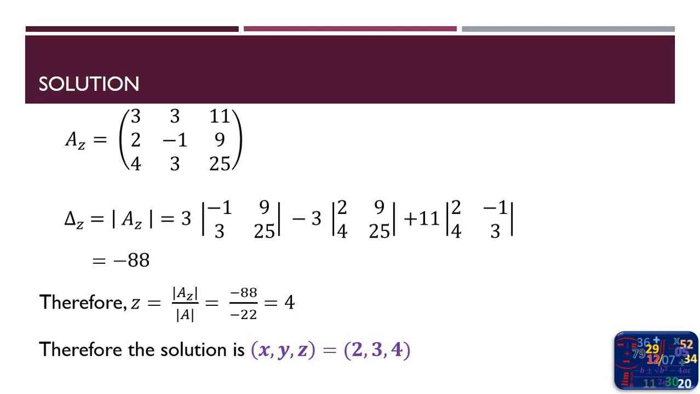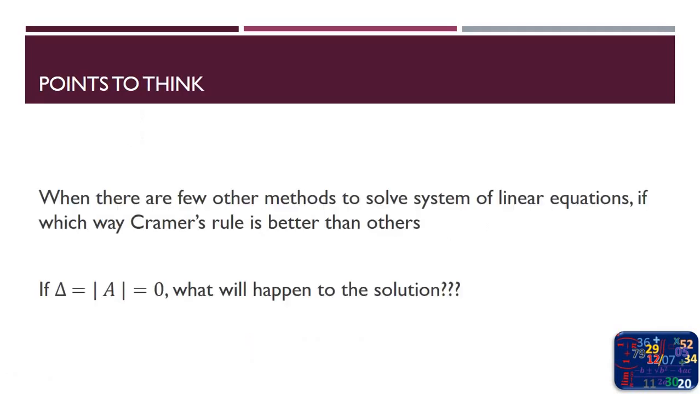Check the answer by using a calculator or by substituting these values in the given system of linear equations. Some points to think. When there are a few other methods to solve a system of linear equations, in which way is Cramer's rule better than the others? Another point to think, if determinant of A is equal to 0, then what will happen to the solution? Because we are not finding the inverse at any place, then what is the need for the condition determinant of A is not equal to 0? It means if determinant of A is equal to 0, what will happen? Think and write the answer in the comment box.